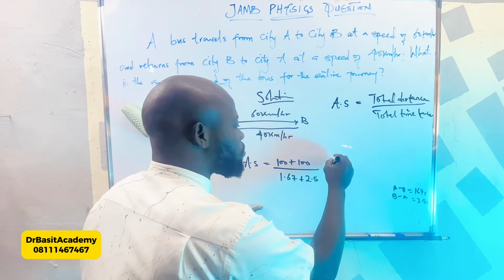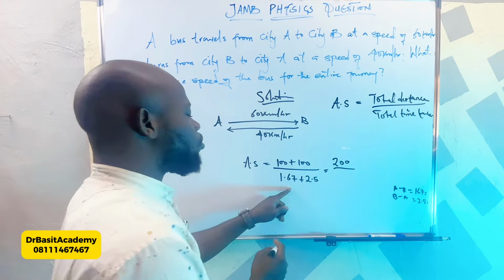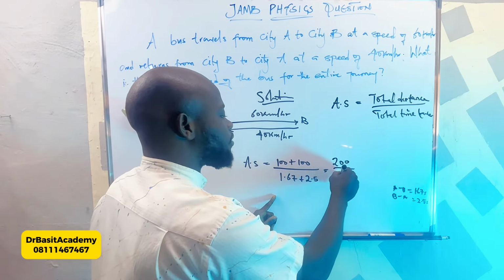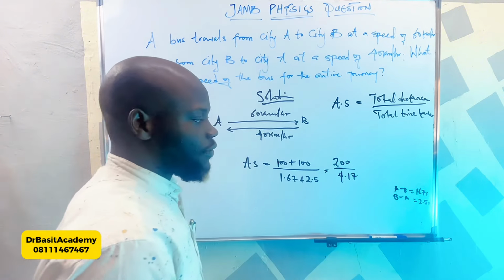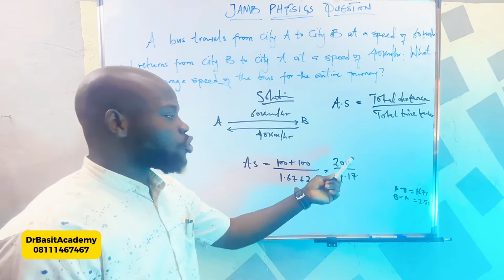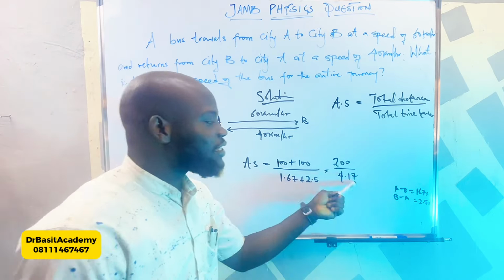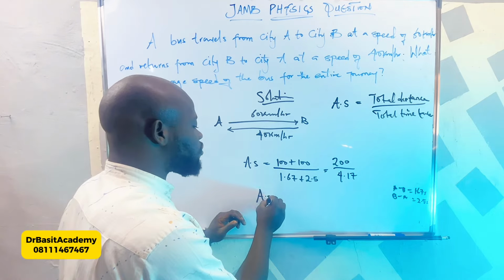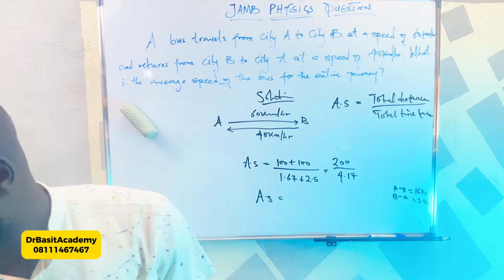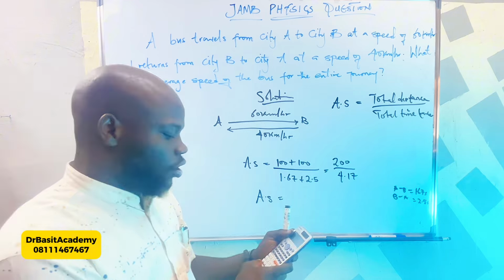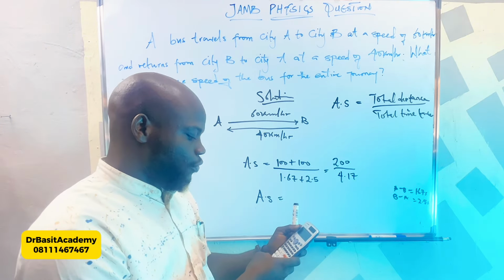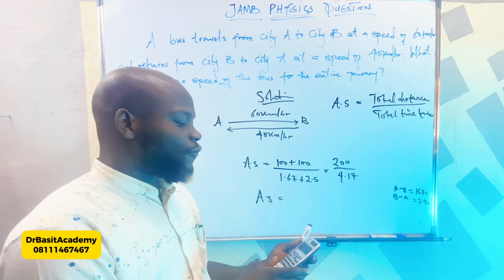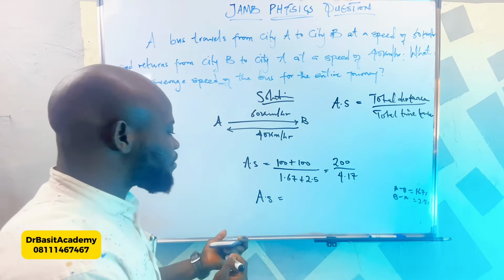Then we're going to have 200 all over 4.17, right? Yes, 4.17. Do we understand? So this is your total distance and this is total time taken. So what's going to be your answer? Your average speed is equal to what? 200 divided by 4.17. We have 47.96.